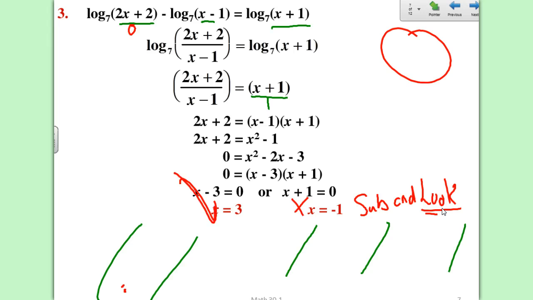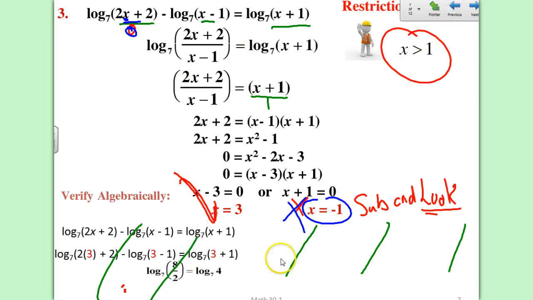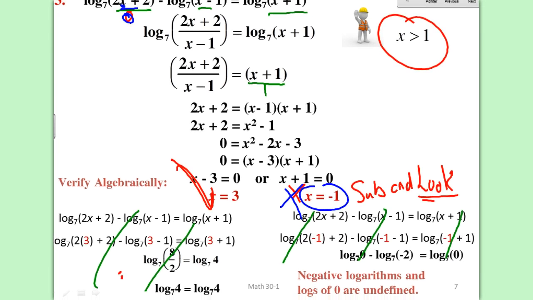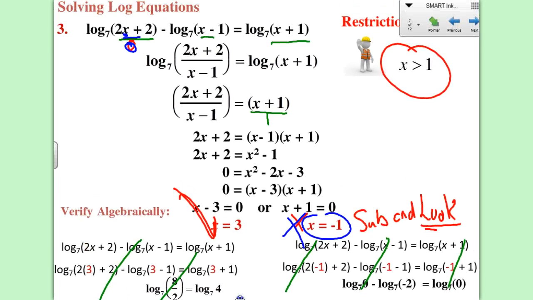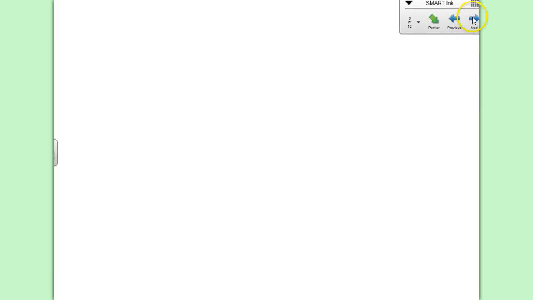If you plug in -1, and I'm just going to circle that in blue, when I plug in -1 here, I get 0. Stuck. That's done. As soon as you get the log of 0 or a negative, it's done, and that is why that one is extraneous. You could look at the restrictions, and the restrictions have to be x is greater than 1, but you could also just sub and look. I would never do all this work. But you do need to be aware that when you plug in, you can't get the log of 0 or negative. Okay, that's undefined. Therefore, the only answer is x equals 3.